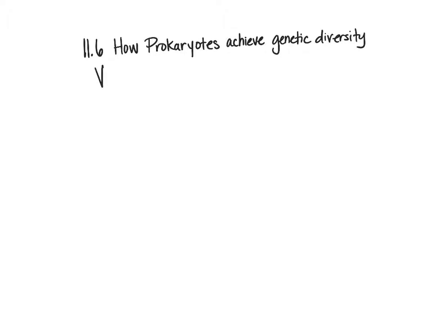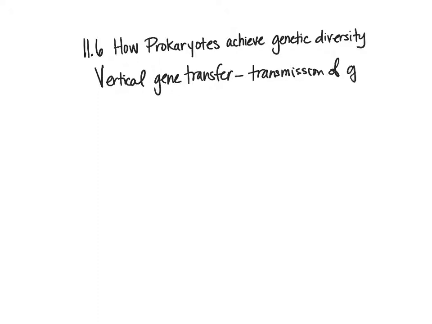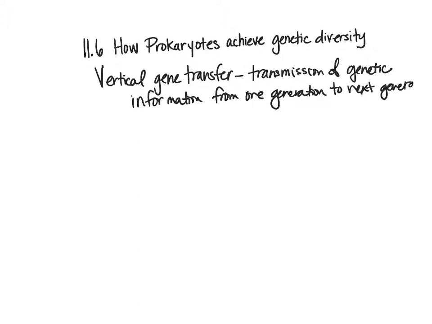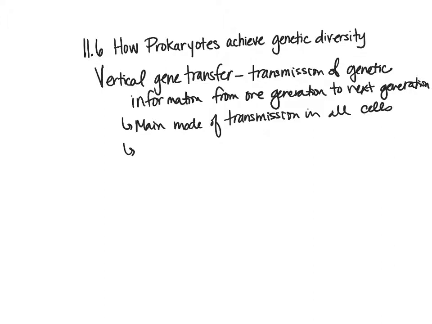So when we were first talking about something like humans, we are talking about vertical gene transfer. So this is when we have the transmission of genetic information from one generation to the next generation. And this is what we see, again, in humans. And this is the main mode of transmission in all cells. So this is what we see in sexually reproducing organisms.